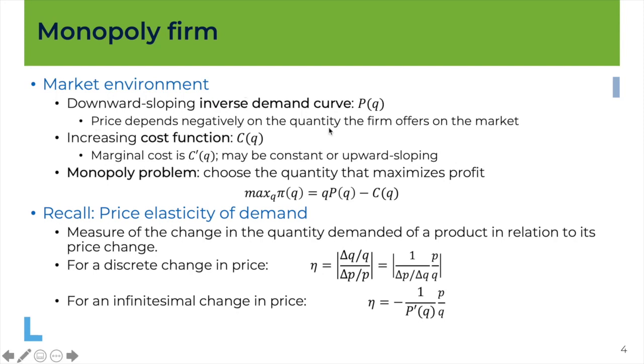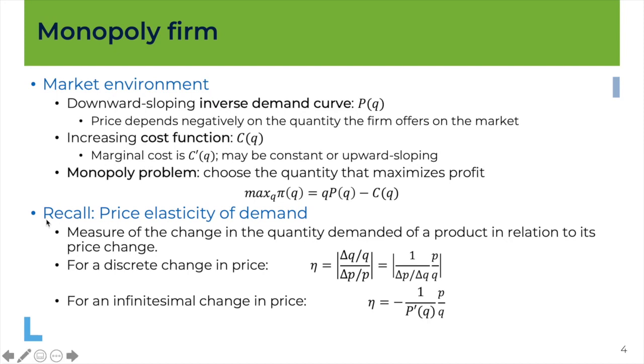as there is a negative relationship between the price and the quantity demanded. Now, in terms of costs, we specify a cost function, C of Q, that tells you the minimum total cost that is necessary to produce some quantity Q. We will rely a lot on the marginal cost, the increase in cost that follows a tiny increase in quantity, C prime of Q. It could be constant, it could be upward sloping. We are not making any further assumption here.